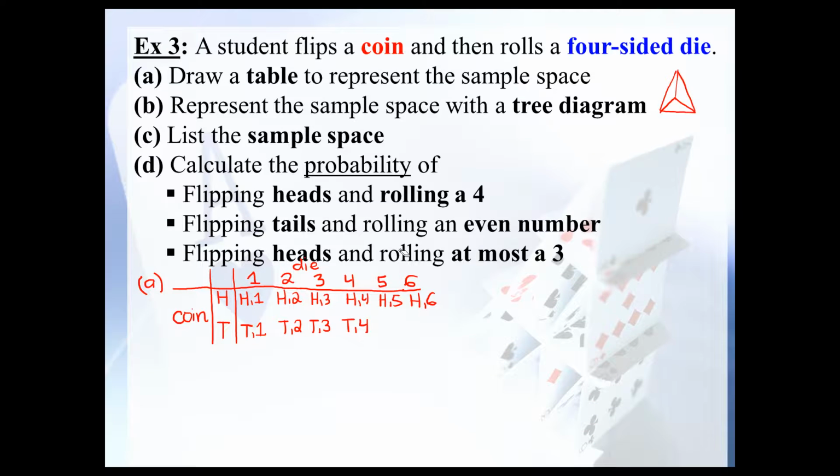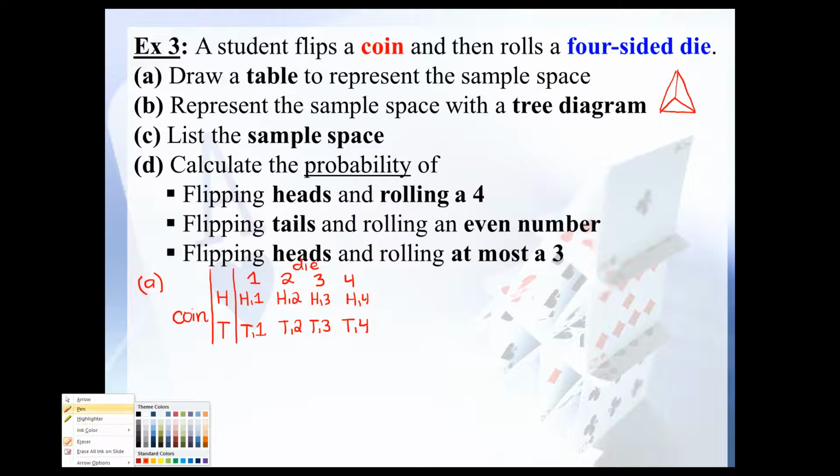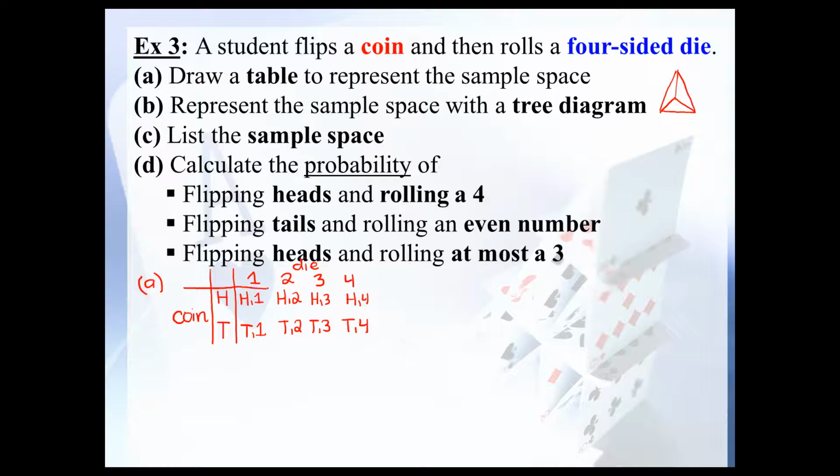So let's erase these 2. Yeah, because we're not doing a 6-sided die. We're just doing a 4-sided die. Okay, so let's go back and just draw that line here. Okay, those are all my different outcomes.